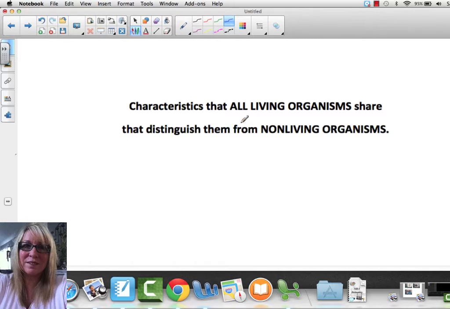So characteristics that all living organisms share that distinguish them from non-living organisms. So when we talk about the word living, we're talking about the word biotic, bio meaning life, and when we talk about non-living, we're talking about abiotic. So biotic are trees, plants, flowers, animals, humans, fish, anything living. Non-living refers to things like water, rocks, soil.